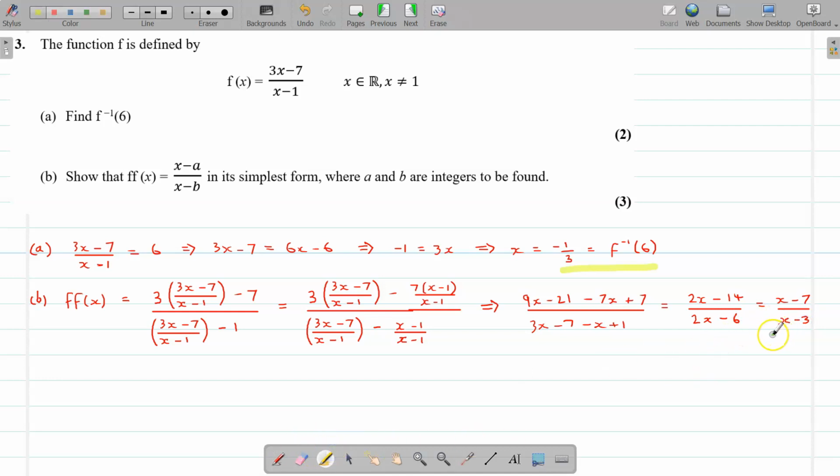Now, interestingly enough, if you did do the inverse function of this earlier, you would have found by coincidence that it's also x minus 7 over x minus 3. Okay, but that's the answer to part B, and that's how you get those 3 marks.